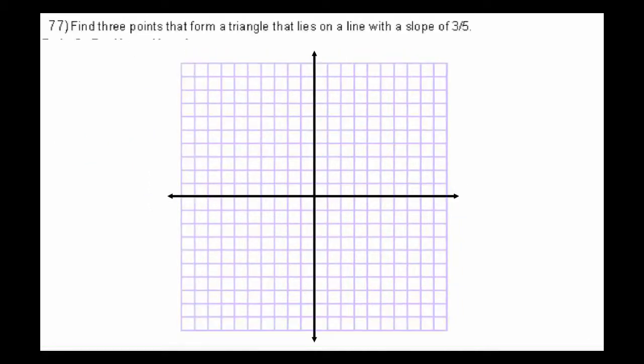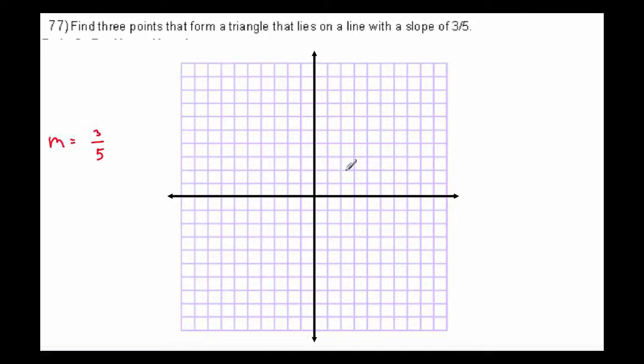Okay, 77. Find 3 points that form a triangle that lies on a line with a slope of 3 over 5. Well, so we already know our slope. So if you think of what we just did, using the legs of the right triangle where the rise is going up and down and the run is going left to right, all we need to do is find 2 lines that make our 3 over 5 with those distances, and then connect that third hypotenuse.